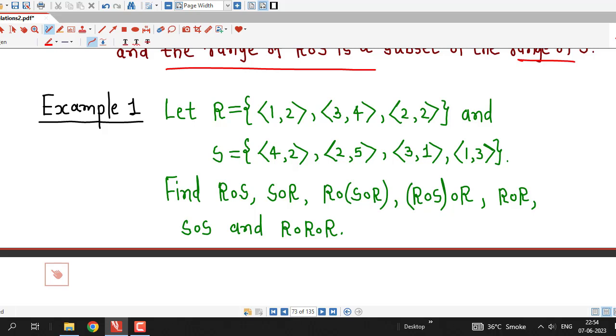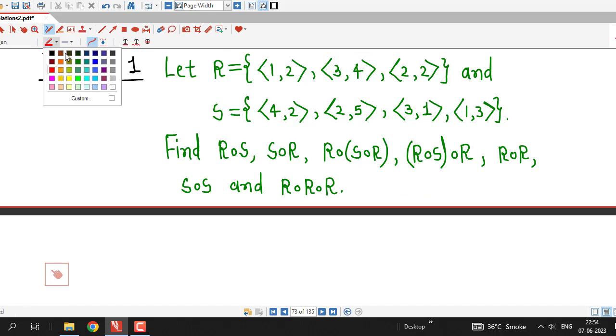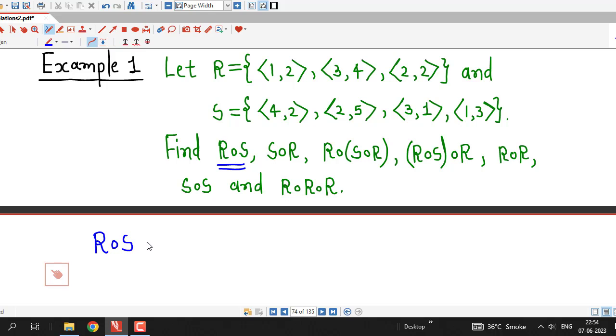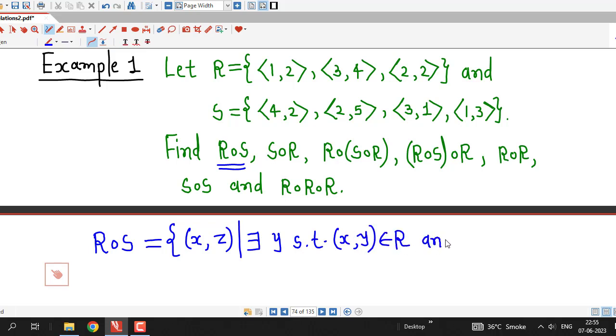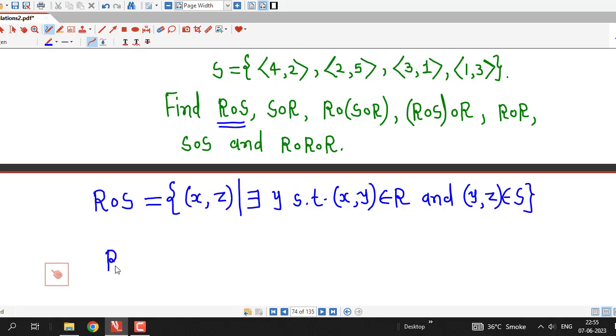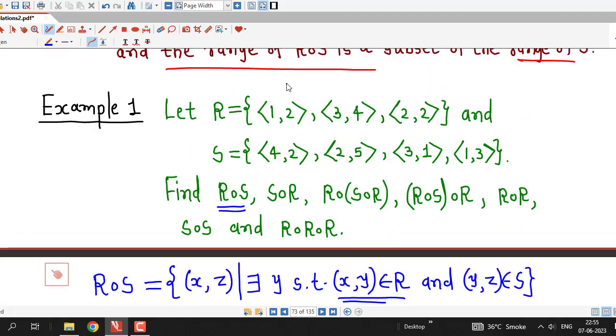So we will find out all these compositions one by one, and here first we have to find out R composite S. So we first write down the definition of R composite S. We know that R composite S means all those ordered pairs (X, Z) such that there exists some Y such that (X, Y) belongs to R and (Y, Z) belongs to capital S. So using this definition we can concentrate on all those ordered pairs in the relation R whose second element is the first element of relation S.